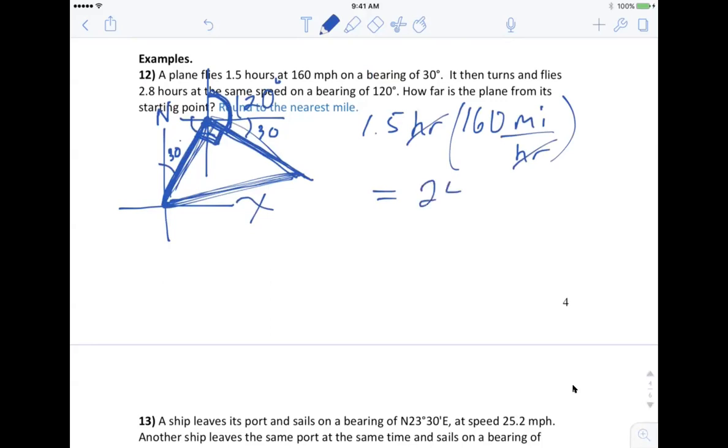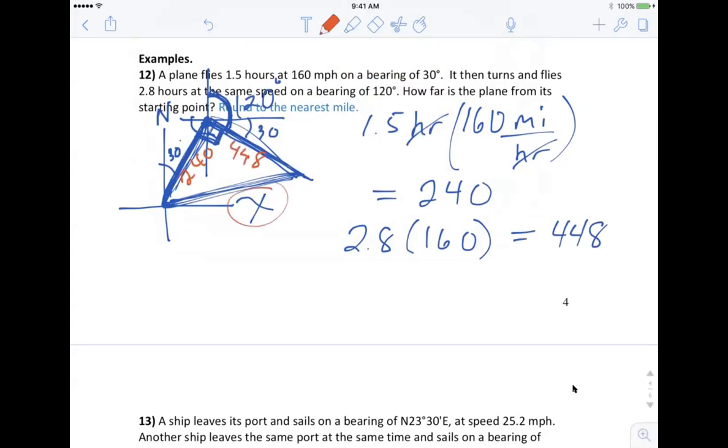Okay. And then the other one was same speed, but for 2.8 hours. So 2.8 times 160. That's 448. Okay. So just to highlight that, this distance right here is 240 miles, and this distance right here is 448 miles.